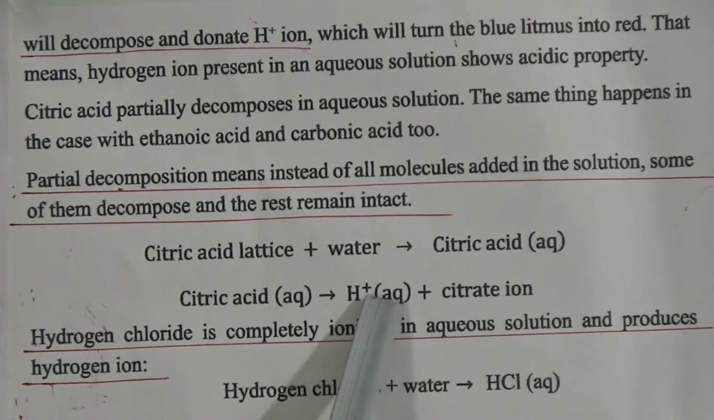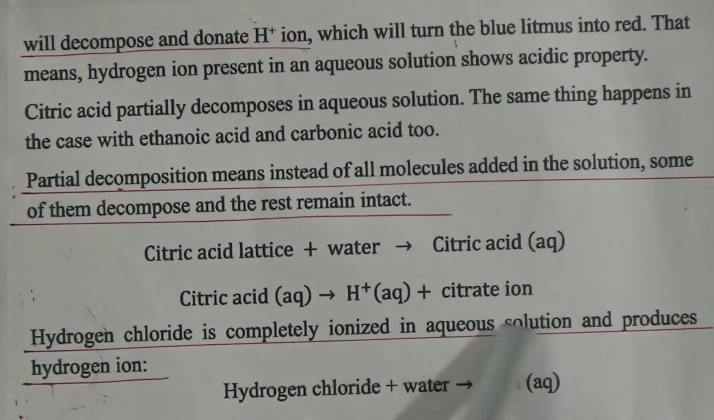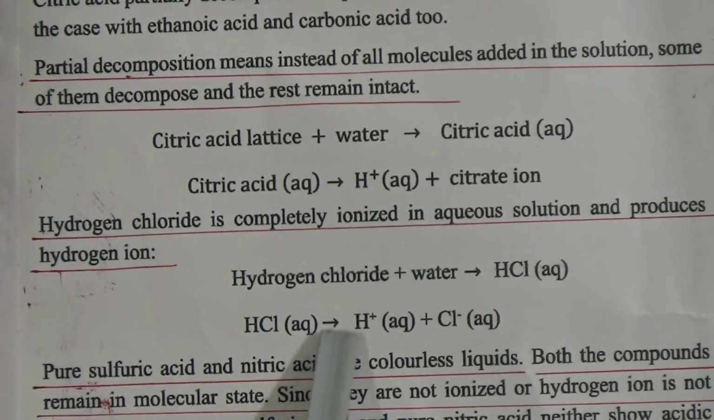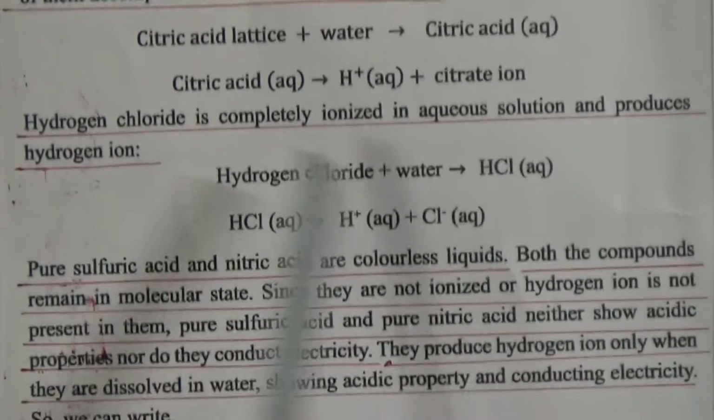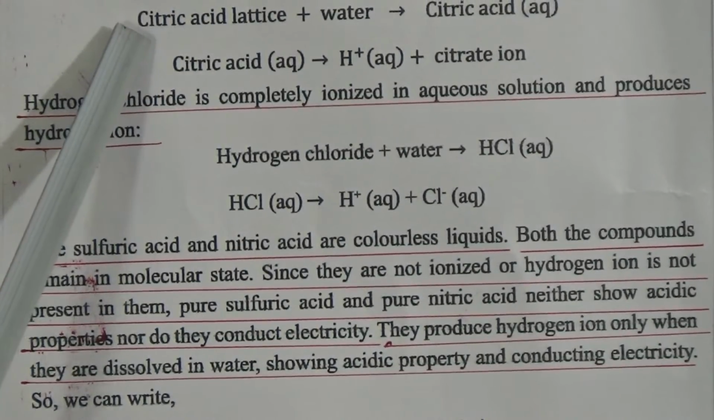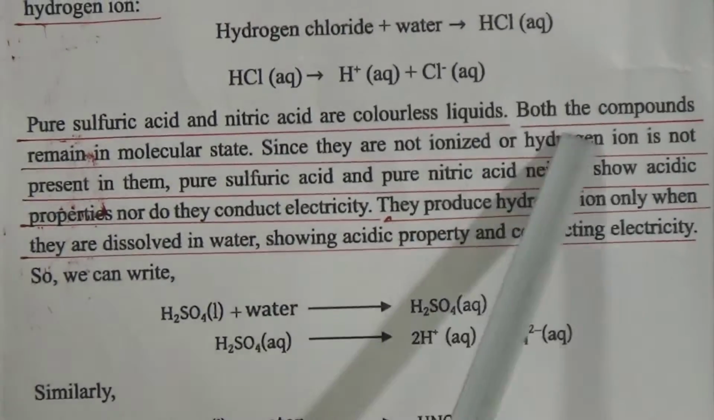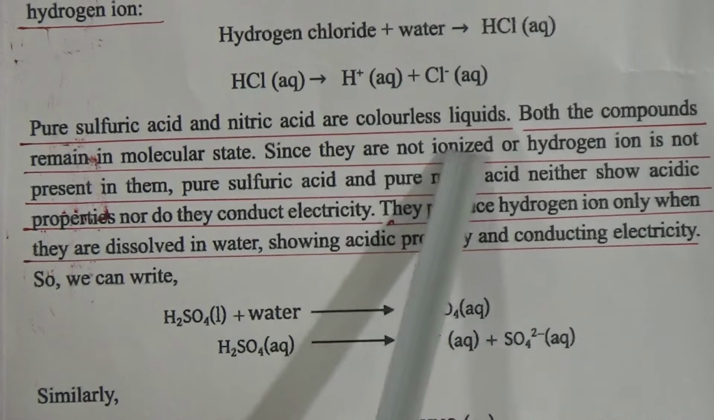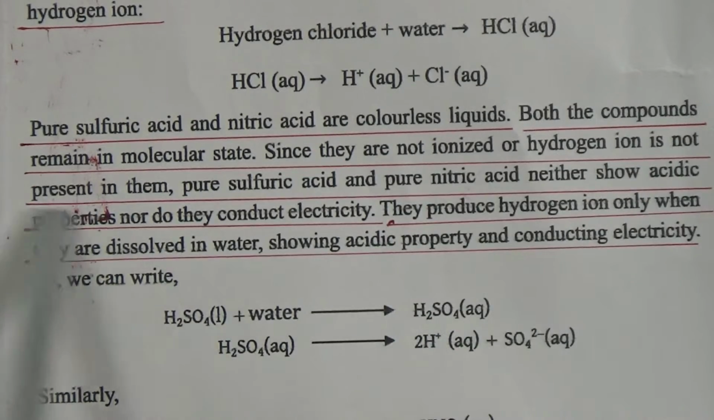And here citric acid produces a hydrogen proton and citrate ion, and hydrogen chloride is completely ionized in aqueous solution and produces hydrogen ion. That means hydrogen chloride plus water, in aqueous hydrochloric acid, 100% of the hydrochloric acid will decompose, but the organic acid, that means citric acid, will decompose partially. Pure sulphuric acid and nitric acid are colorless liquids. Both compounds remain in molecular state since they are not ionized or hydrogen ion is not present in them.